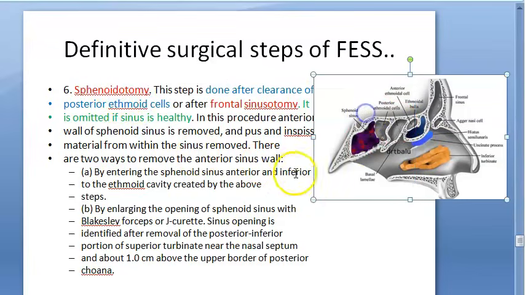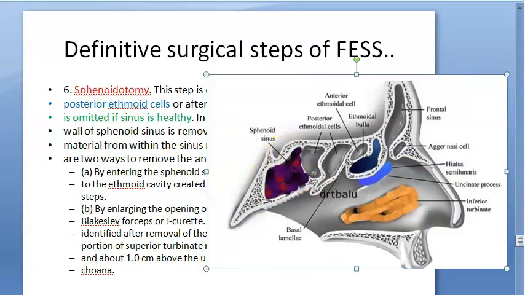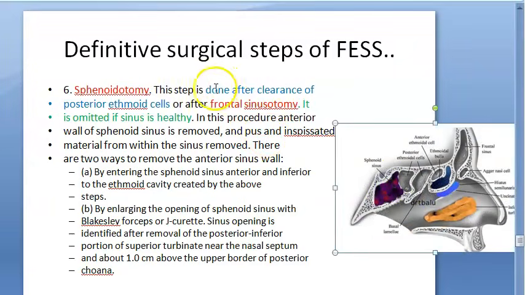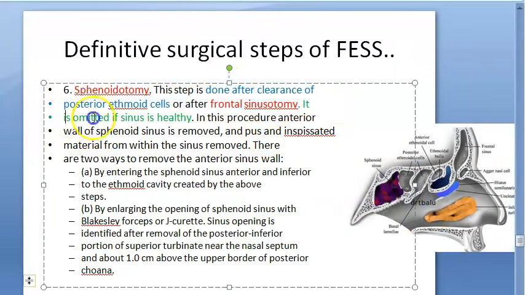Then lastly, they are coming to the sphenoid sinus. After talking about the maxillary sinus, the ethmoid sinus, and the frontal sinus only if required, finally they are coming to the sphenoid sinus. Sphenoidotomy you will do after you have done the ethmoid sinus and frontal sinus work, only if required. What are they doing here? It is done after clearance of all this. And this step also you will omit if the sinus is healthy.